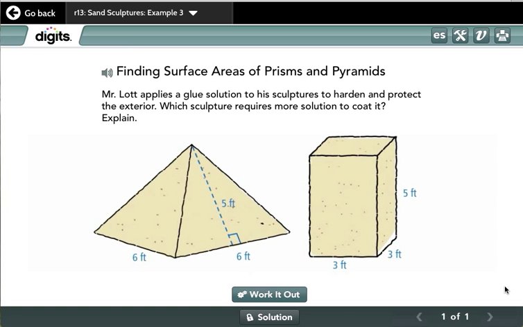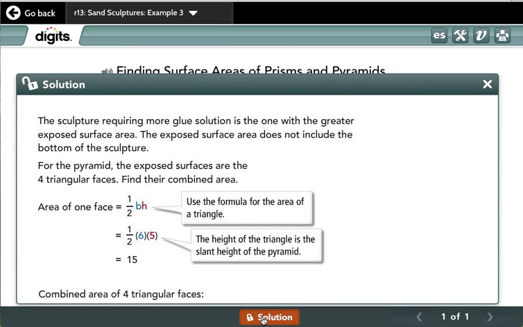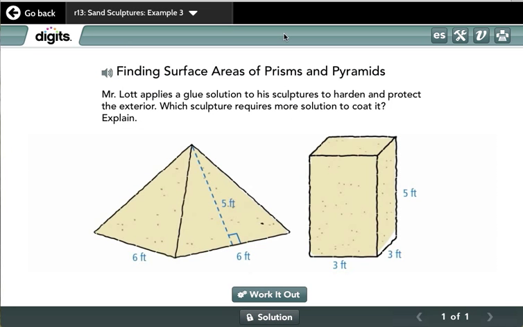And this question is asking which sculpture requires more solution to coat. Again, ask the vocabulary. What mathematical terminology are we using here? And we're talking about surface area. You could ask them, well, what are the formulas, or how do you find the surface areas of these shapes? You could do this before they work it out or after they work it out. Just depends on your students and where they are. But they should be able to do this problem. Again, there's a solution button that's always there that you can use if you need it.